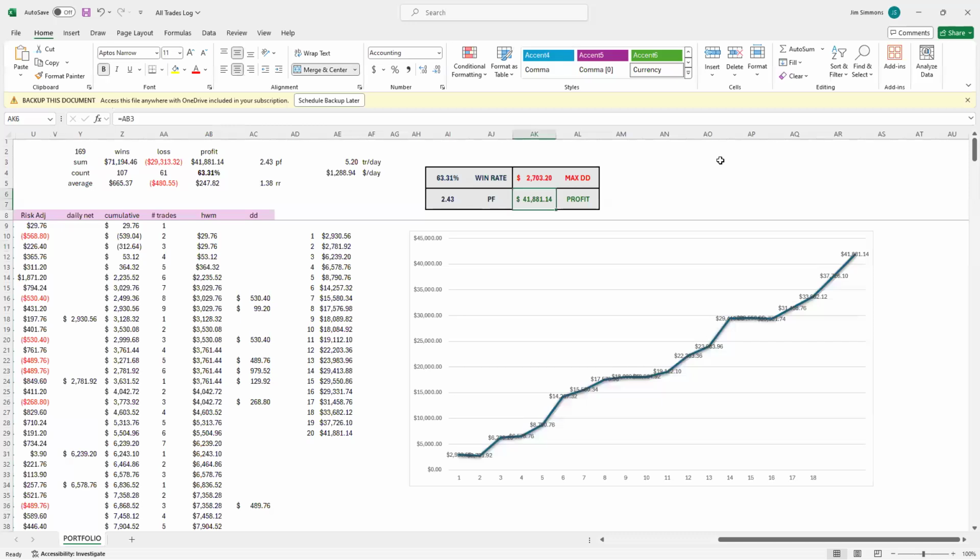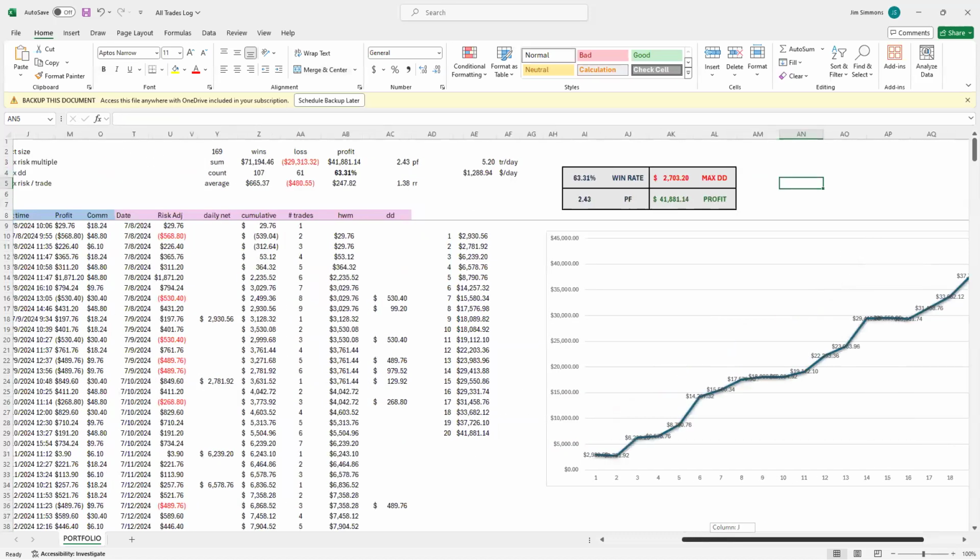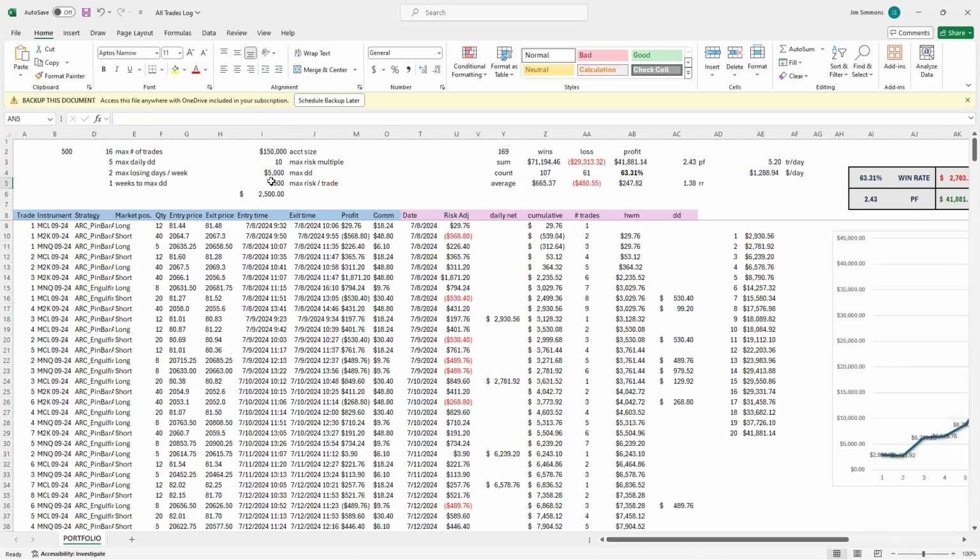How do we get 41,000 in profit with a drawdown of 2,700? Now, some of you go, well, that's kind of a lot to risk 500 per trade. The max number of trades that all of these systems combined took in one day is 16 trades. Why would you want to know that? Because you want to know how active it is. And so you might have a 5-trade daily max drawdown, right?